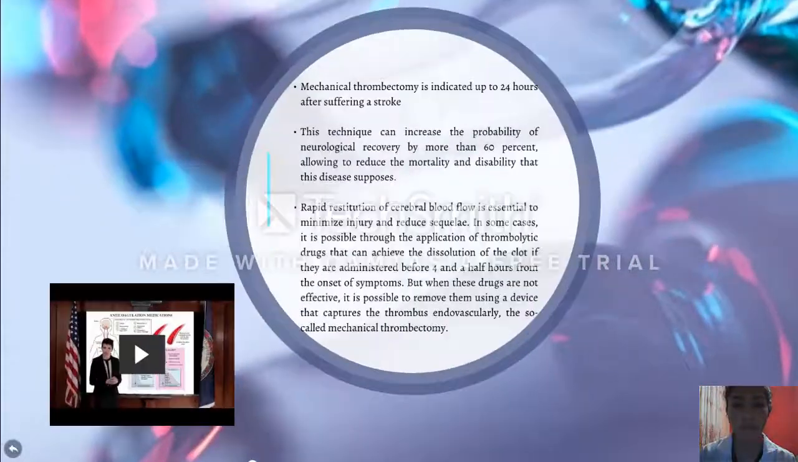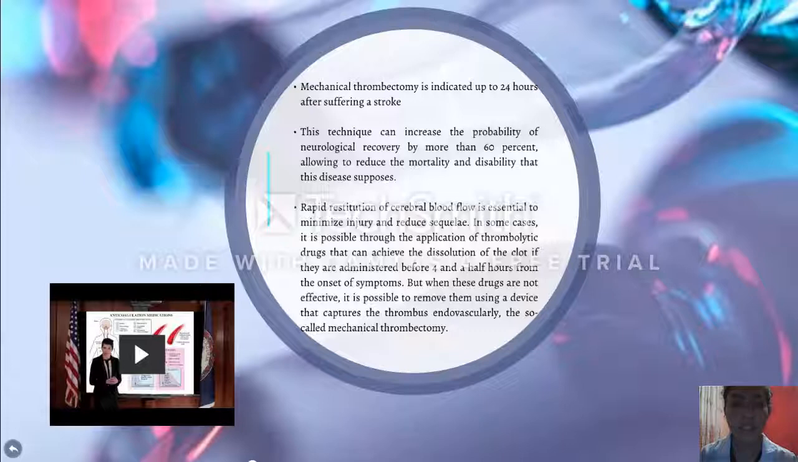Applications. Mechanical thrombectomy is indicated up to 24 hours after suffering a stroke. This technique can increase the probability of neurological recovery by more than 60%, allowing to reduce the mortality and disability that this disease supposes. Rapid restitution of cerebral blood flow is essential to minimize injury and reduce sequelae.